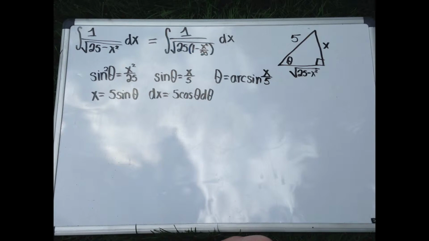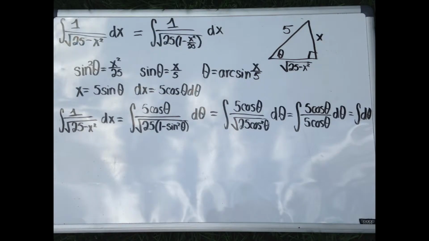So the next step is to write out some of the information that you already know and to find some information that you're going to need later in the problem. So you already know that sine squared of theta equals x squared over 25, and from there you can find that sine of theta equals x over 5. And then you have to solve for theta, which equals arc sine of x over 5, and you also have to solve for x, which is 5 sine of theta, and dx, which is 5 cosine of theta d theta.